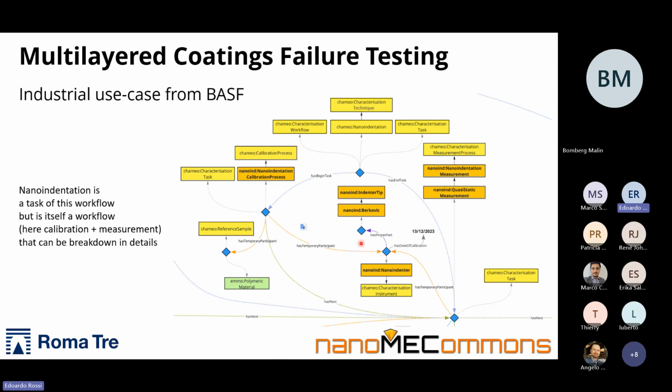You may see again that we have the reference sample, which is our polymeric material. Then you have as the main, let's say, characterization task, this temporary participant, which is the polymeric material as a reference sample, as the task, which is nano-indentation. And then this task is defined as a characterization technique. Let's go to the very, let's say, core of what you need.